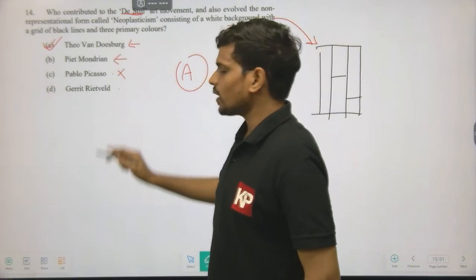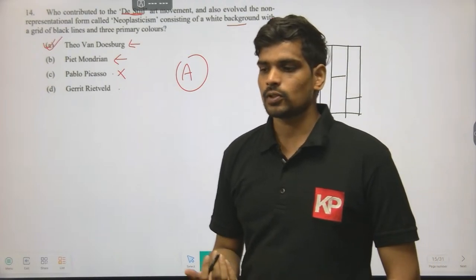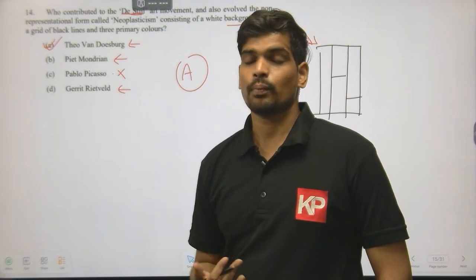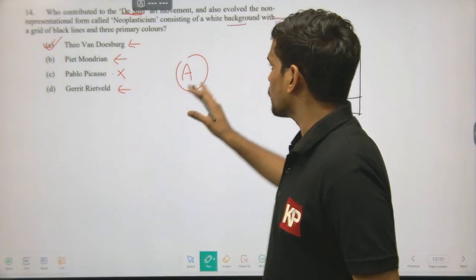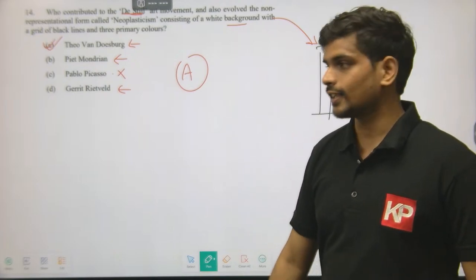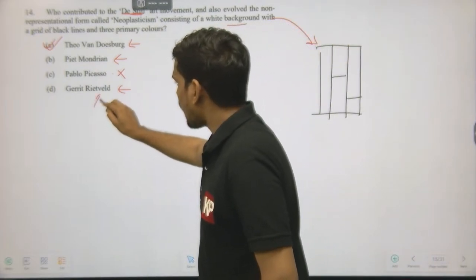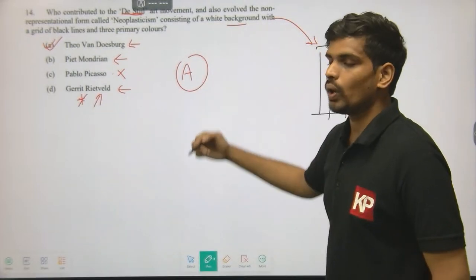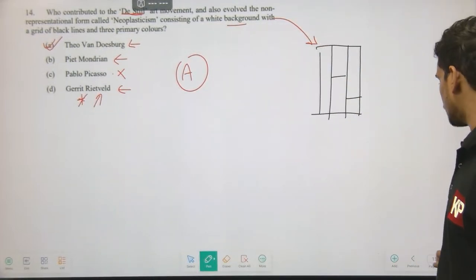Piet Mondrian is also an artist who followed the same principles of using primary colors. Gerrit Rietveld, on the other hand, was a furniture designer, a product designer and an architect who also designed buildings using this De Stijl style in architecture as well. Gerrit Rietveld is an important architect. The remaining two are artists. So the answer is option A for this particular question.